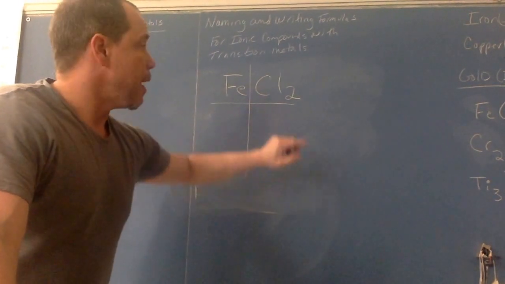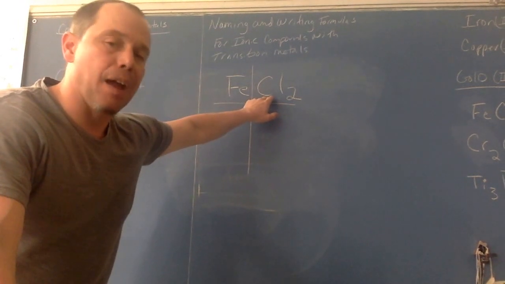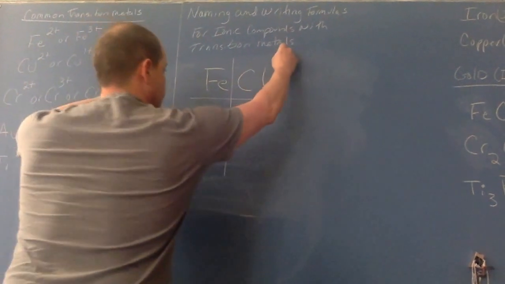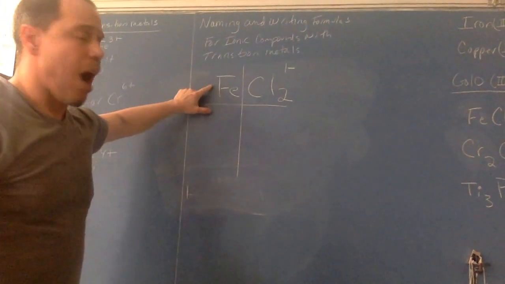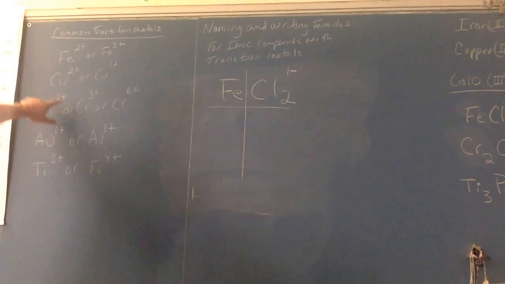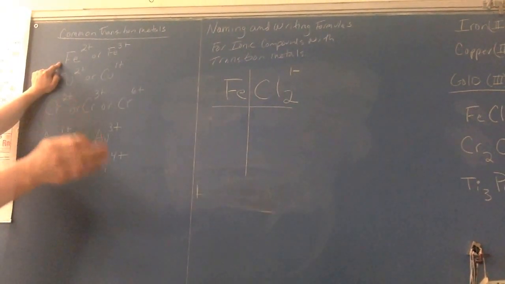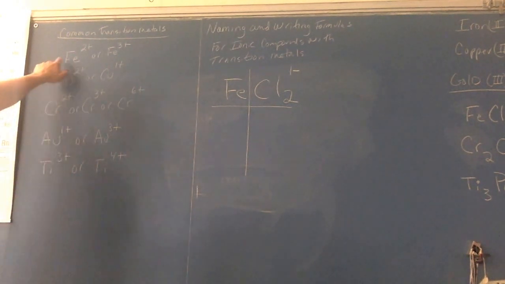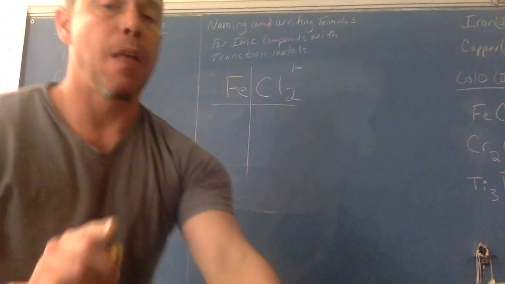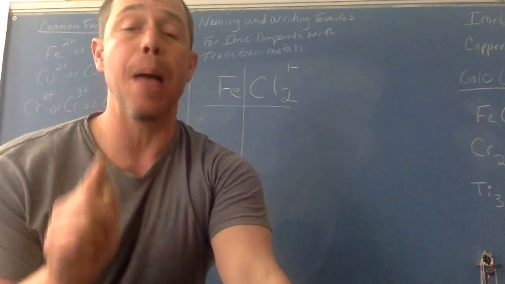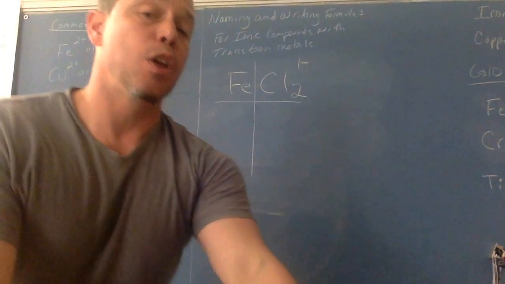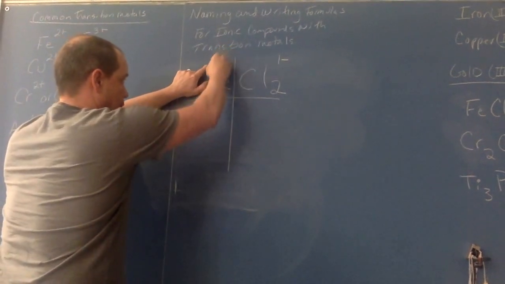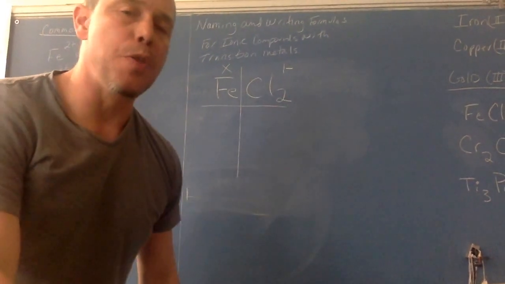Next thing I want to do is identify the charge of the anion. Chlorine is in group 17. It's got a 1 minus charge. Now, iron, on the other hand, is a transition metal. It can take two or three different charges here. So in this case, I can't be sure of what my charge for my iron is. So I have to do some math to figure it out. What I'm going to do here, above the iron, is put an X. That X represents the unknown charge.